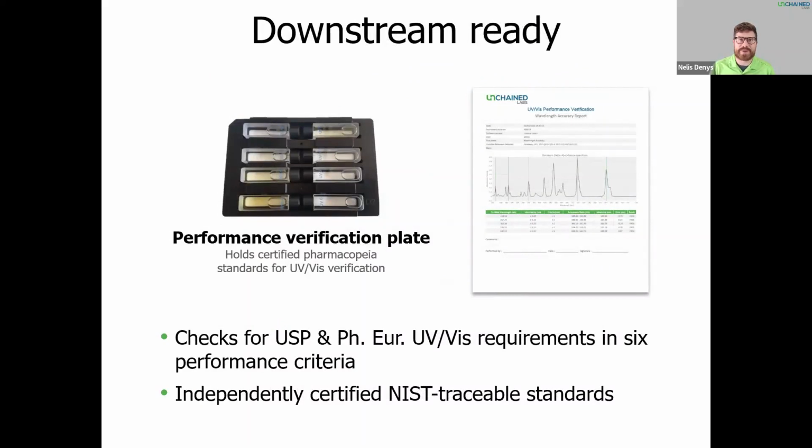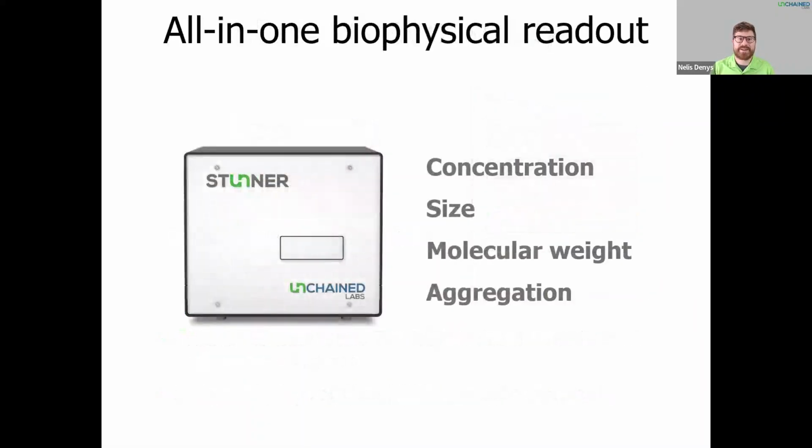And for labs doing manufacturing, quality control, quality assurance, Stunner has performance verification. These tests will meet the United States Pharmacopoeia and the European Pharmacopoeia guidelines for UV-Vis systems. And so the tests and all necessary calculations that come with it are handled, once again, automatically by the software. And so that is how Stunner gives you an all-in-one biophysical readout on concentration, size, aggregation, and molecular weight of your protein.